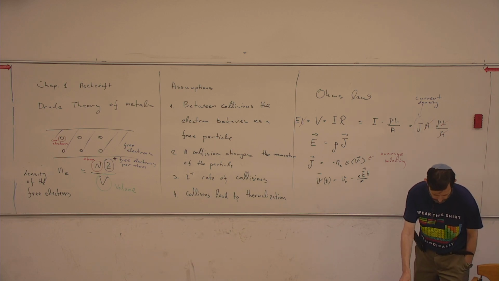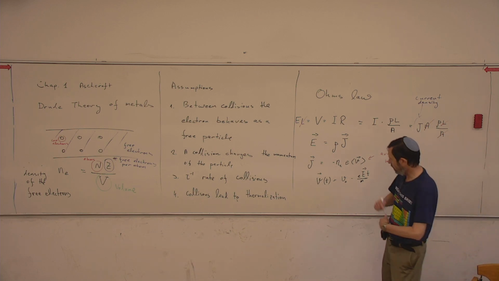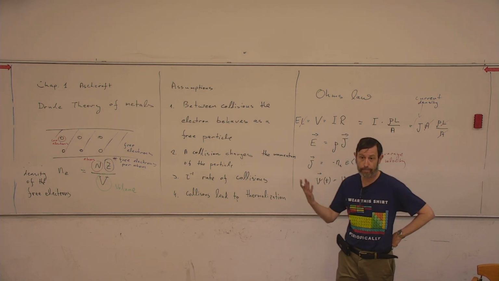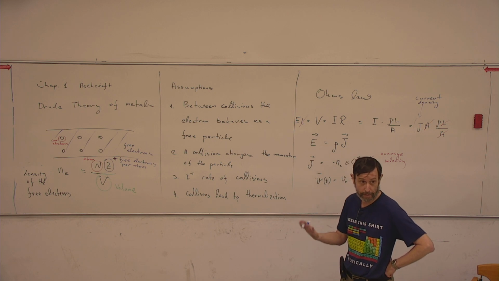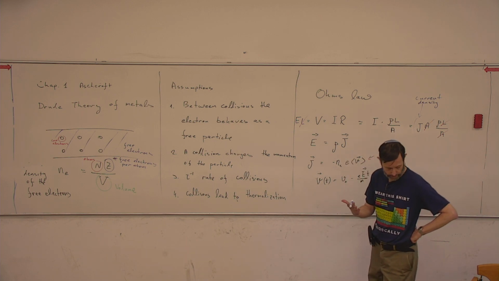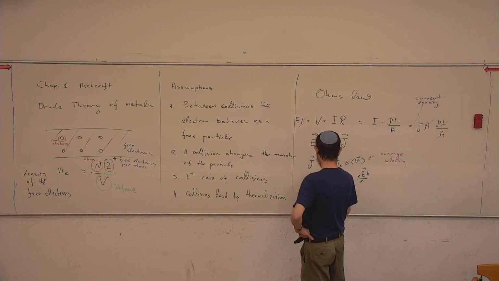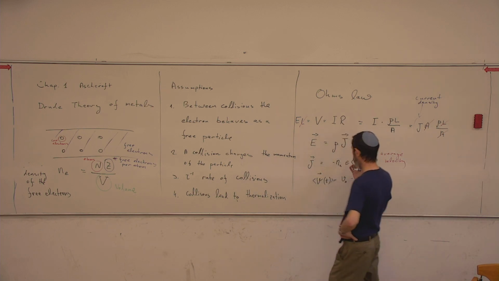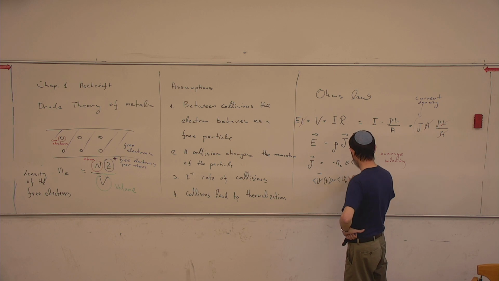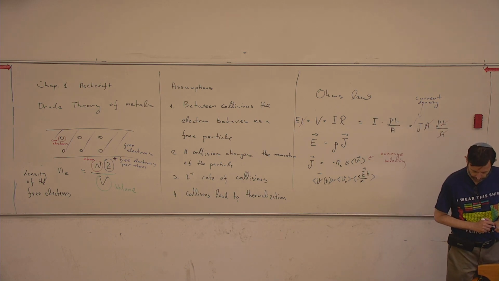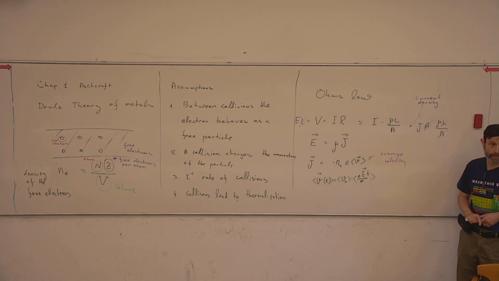But, and here I'll do something that you can't do. I'm not interested in the velocity of a specific electron at a specific time. I'm interested in the average of these velocities. See, here I'm interested in the average. Okay? So I'll average.